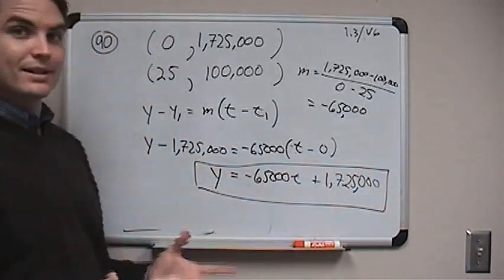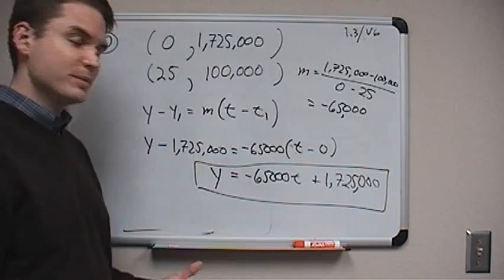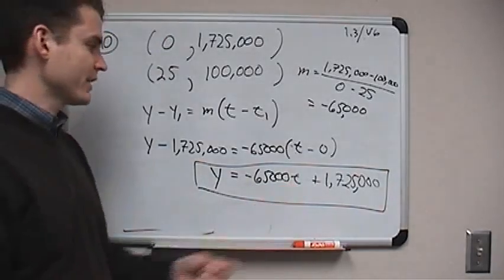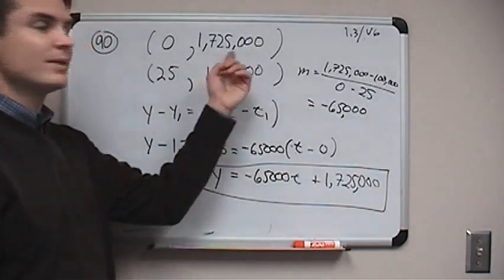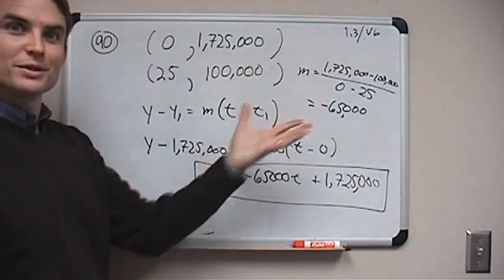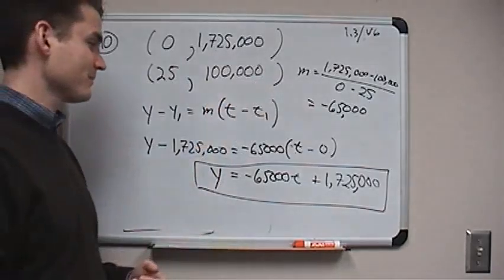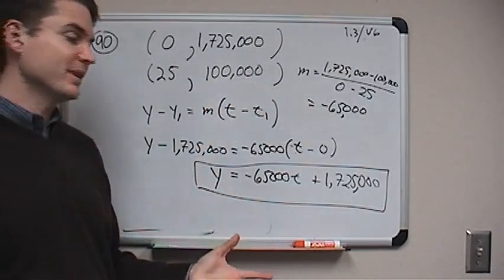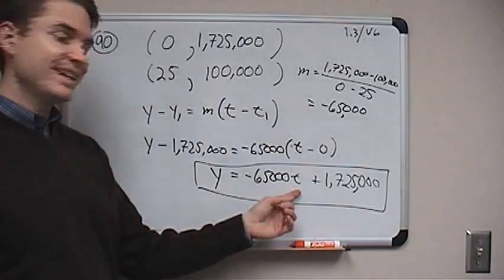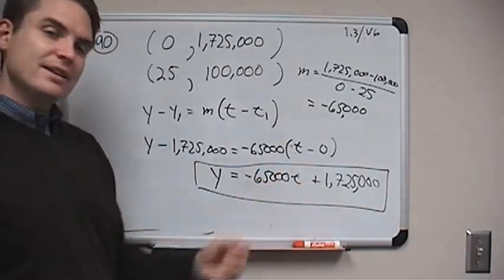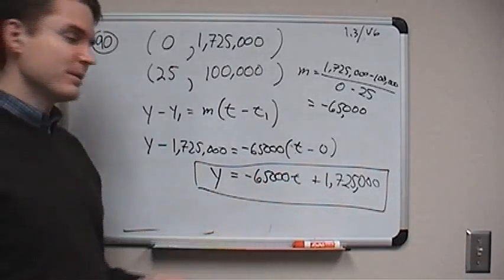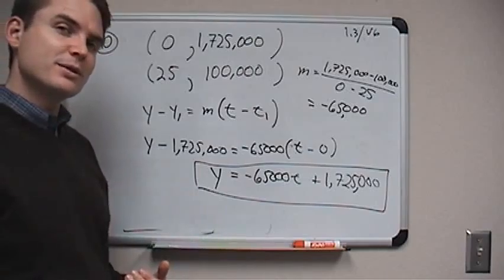And again, this line does something useful. It predicts the value of this building t years after it's constructed. When t is 0, the y value is going to be 1.725 million. When t is 25, the y value is going to be 100,000. Okay, so if you want to look and see the value of this building in 10 years, you would plug 10 in for t, and you'll see, I think the value is going to be around $1 million, maybe a little bit more, but that's the use of this formula. Okay.